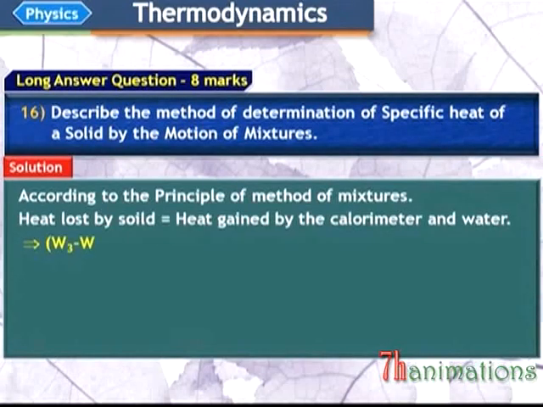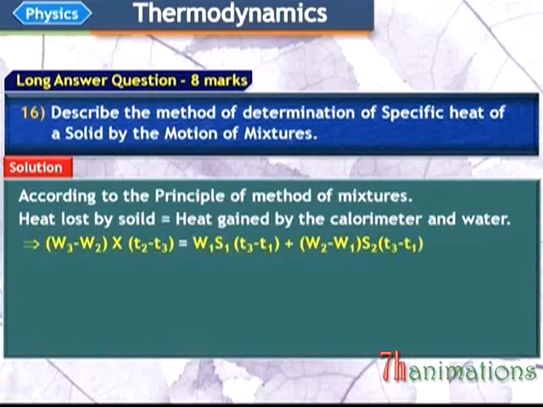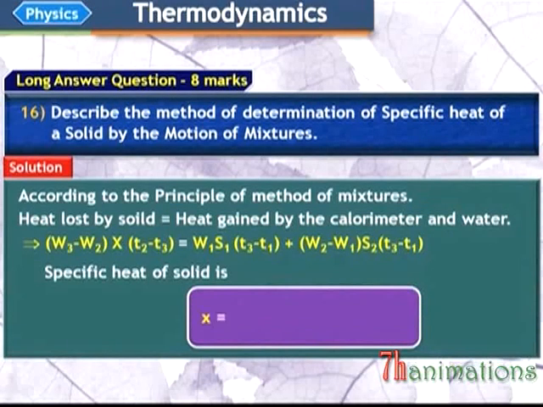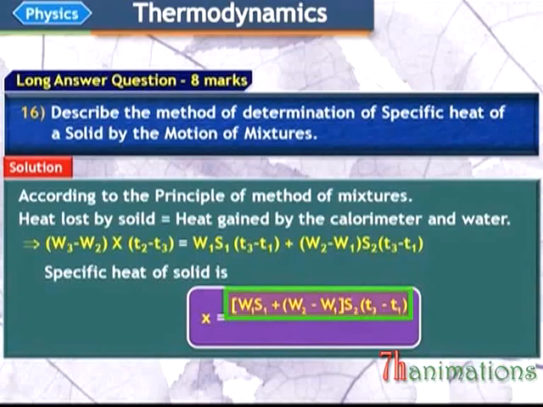Therefore, (W3 minus W2) X into (T2 minus T3). This is heat lost by the solid. This is equivalent to W1 S1 into (T3 minus T1). This is heat gained by the calorimeter, plus (W2 minus W1) into S2 into (T3 minus T1). This is heat gained by the water. Now using this, we can write the specific heat of the solid X equals [W1 S1 plus (W2 minus W1) S2] into (T3 minus T1) divided by (W3 minus W2) into (T2 minus T3). This is the specific heat of the solid.